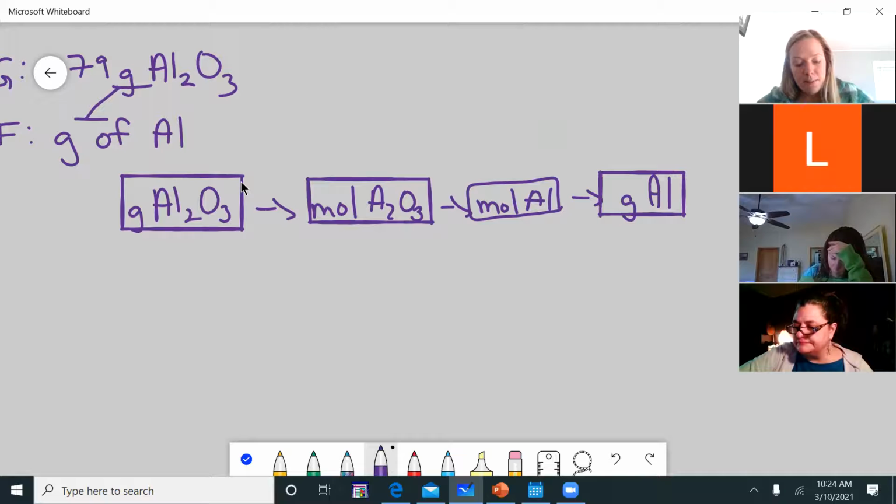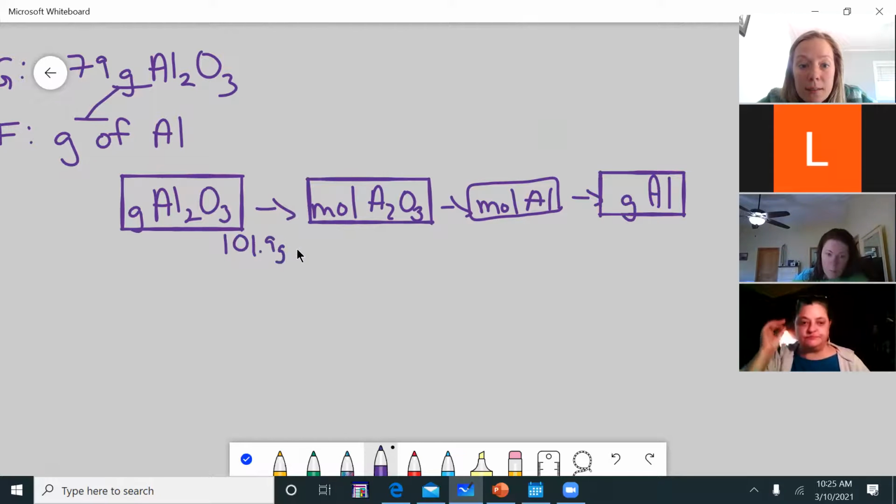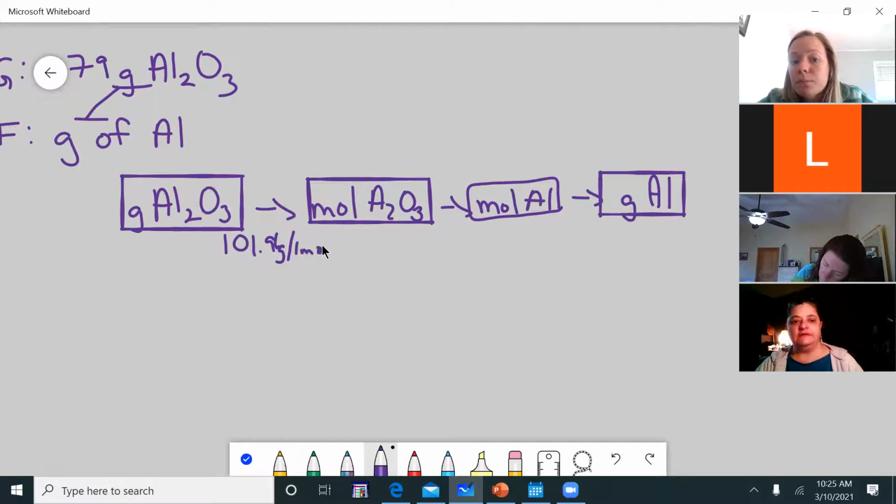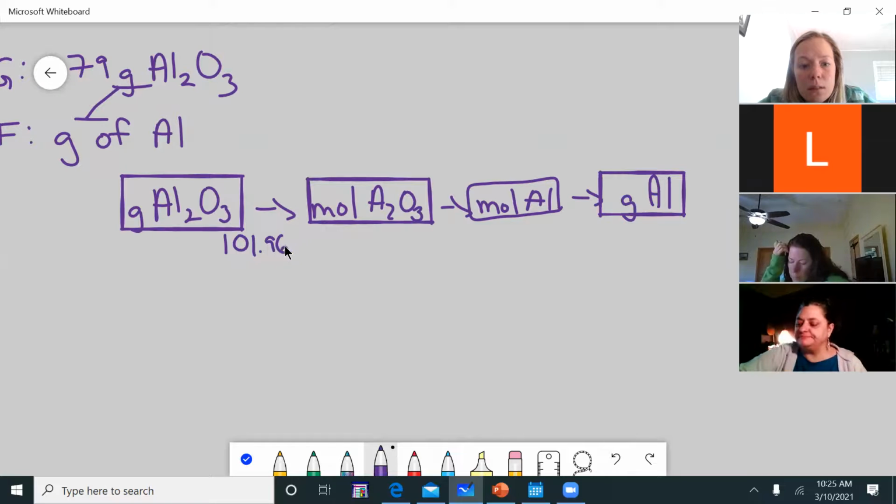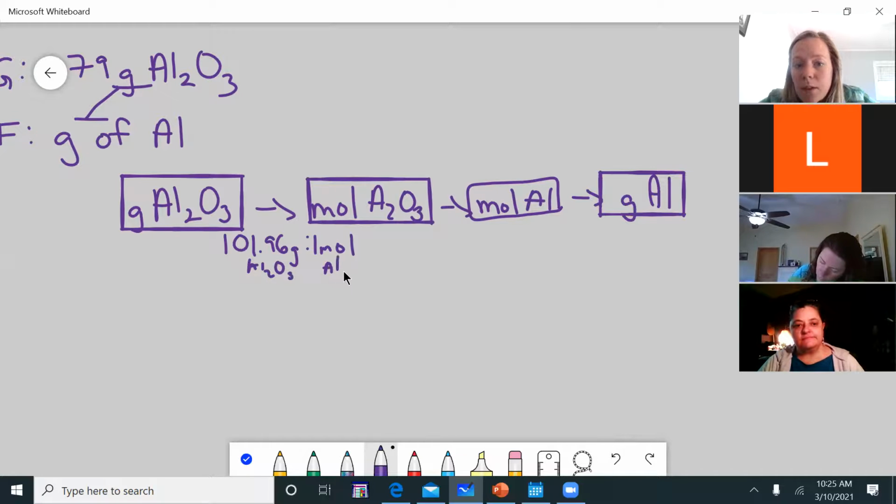So when I plug it into my phone, because I'm being lazy, the molar mass of aluminum oxide is 101.96 grams per mole. So 101.96 grams for every 1 mole. Actually, instead of using a fraction, I'm going to write 101.96 grams for every 1 mole. And it's specifically grams of Al2O3 for every 1 mole of Al2O3.